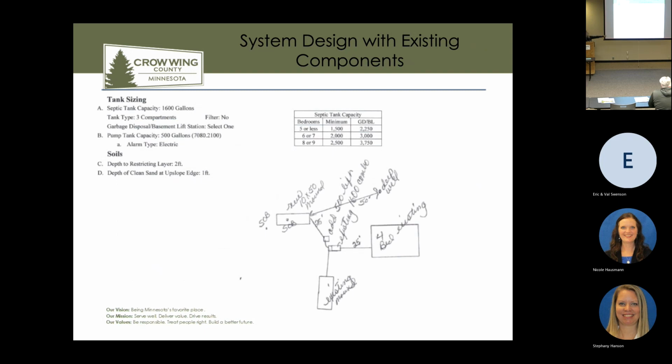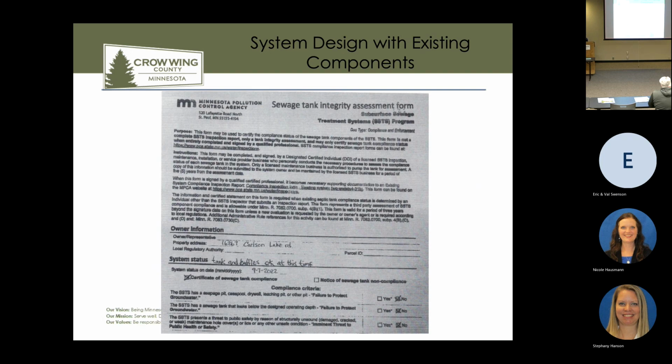Or you just put in what the septic tank capacity is, the pump tank capacity, and then on the site plan, you let us know which components are existing and which are going to be new. All of it is acceptable, of course, as long as you have the sewage tank integrity form if you're using an existing tank. If we don't have this, we are going to return the design to you.